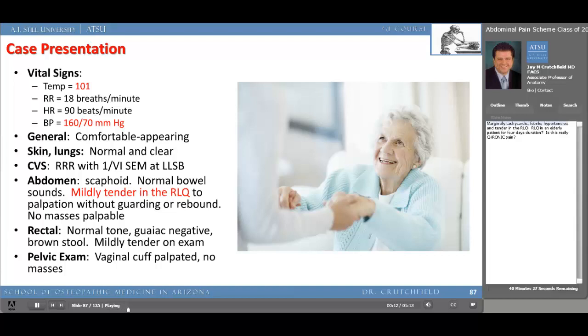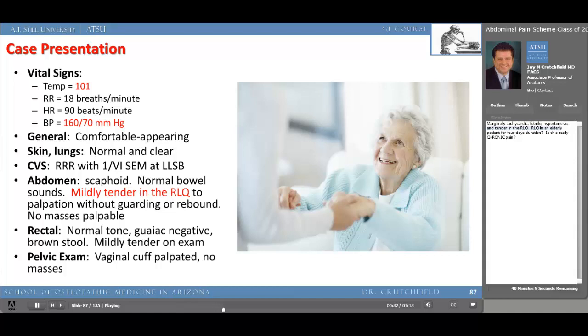Well, it's safe to do our usual workup. So we send a urinalysis, and it shows 2+ leukocyte esterase, but no bacteria, no red cells. Does she have a urinary tract infection based on this? We do an EKG and it's normal. So she probably isn't having a heart attack.